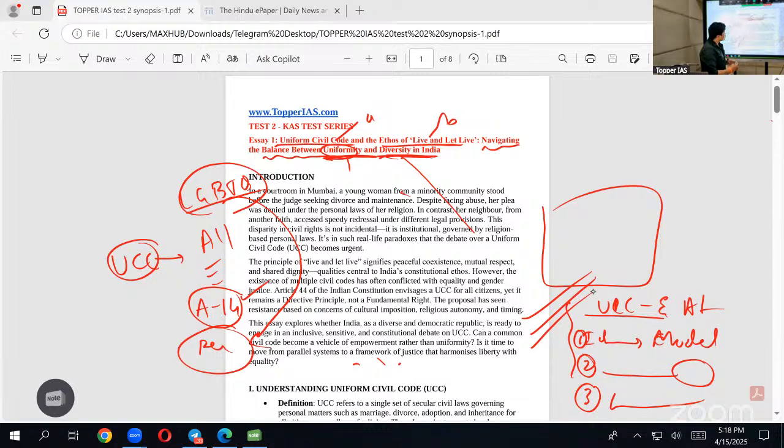Then comes the last part, the conclusion. Remember, whatever we discussed here, UCC is a good idea, and we have seen some states like Goa which have successfully implemented it. However, the UCC should not just create a platform for debate and discussion, but also should internalize the changes within the religion. Then only we can see short-term and long-term solutions for personal laws.